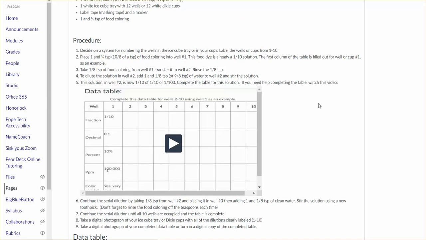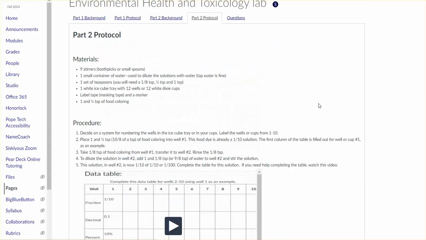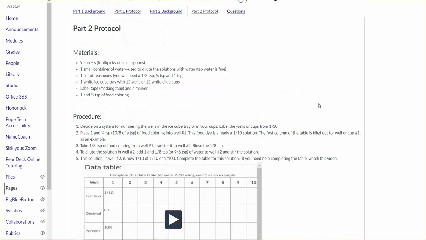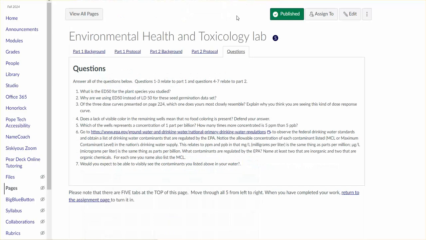So here's a video that's going to walk you through filling out the data table. So what I'm looking for is a picture of your setup, like all of the cups with the fluids inside, and a data table. And then I'm also looking for the answers to these 7 questions. The first few, 1, 2, 3, relate to the part 1 of the lab, and then the last 4 relate to part 2 of the lab.